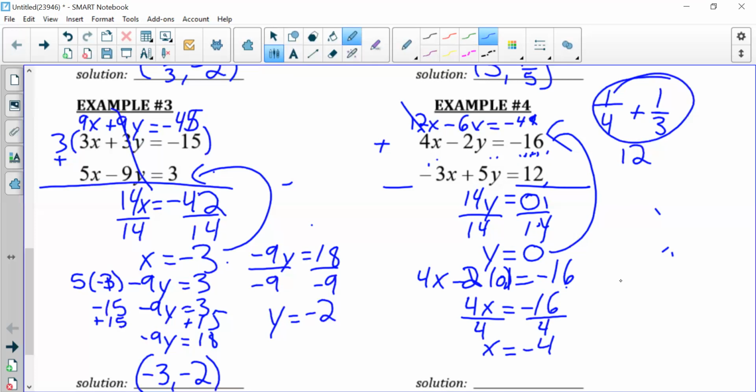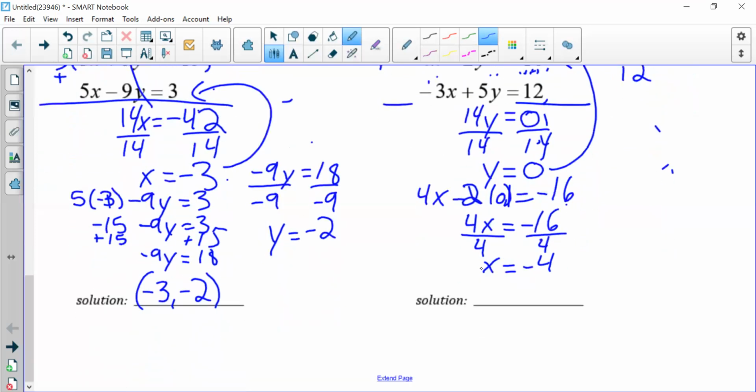Once again, the solution is a point. Let's write it as a coordinate. So my solution is negative 4, comma 0. Once again, you can plug this into Desmos. Desmos should tell you the same thing.